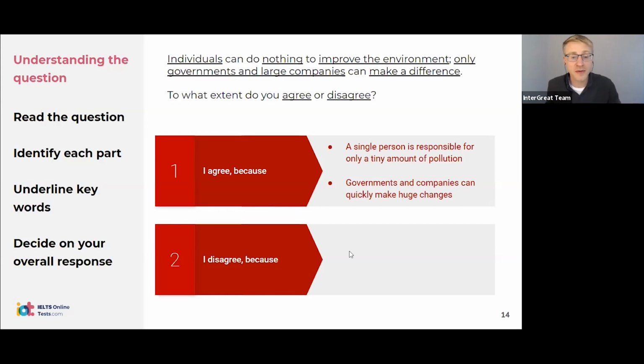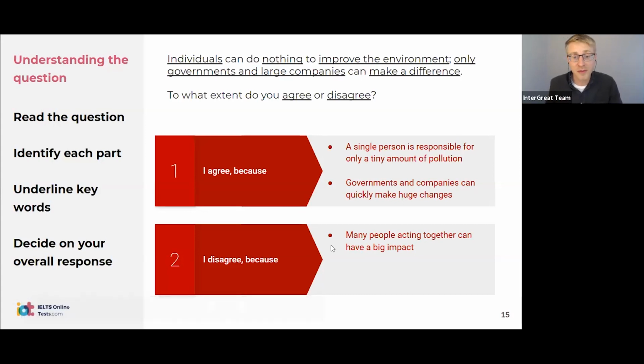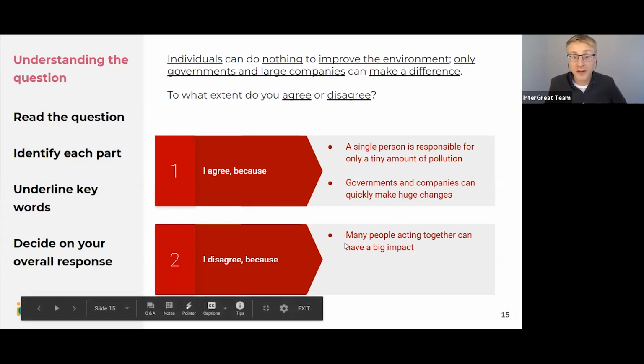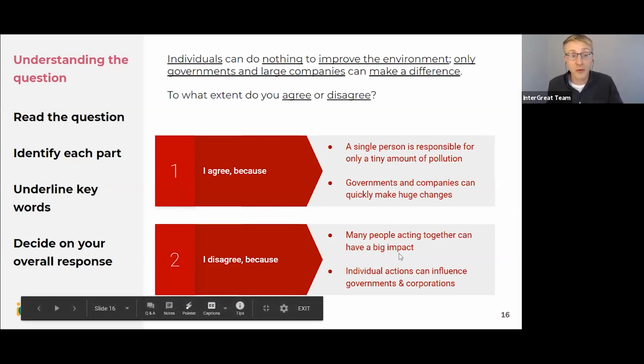Fantastic. So I think a lot of us do disagree with this statement. And I've said some of the same reasons. As you've just mentioned, Mohammed, many people acting together can have a big impact. Okay. That's one reason to disagree. Another reason is that individual actions can influence governments and corporations. So, you know, through social campaigns, through demonstrations, by voting, by purchasing certain products, as individuals, we can influence governments and companies who can then make these big changes. But without our pressure, there won't be any change.